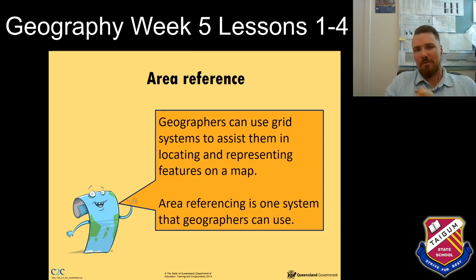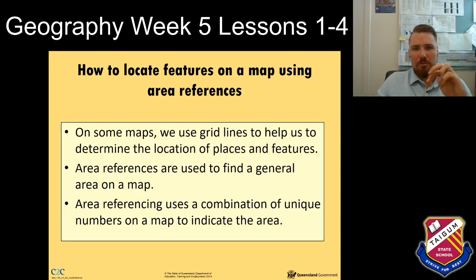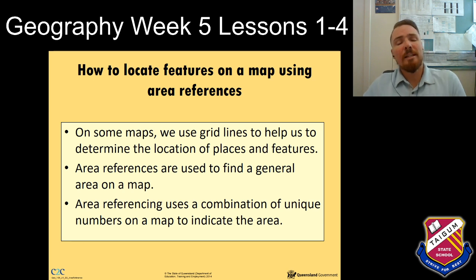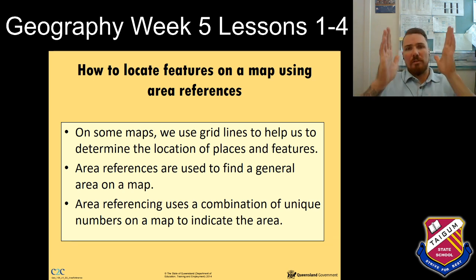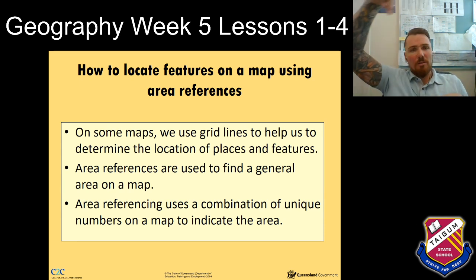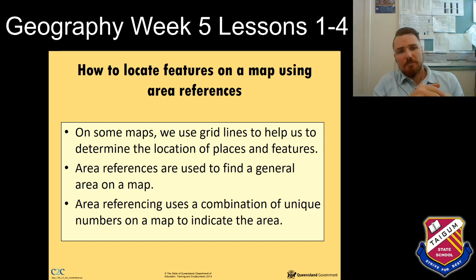This one's called Area Reference. It says geographers can use grid systems to assist them in locating and representing features on a map. Area referencing is one system that geographers can use. How to locate features on a map using area references. On some maps, we use grid lines to help us to determine the location of places and features, and we looked at those with latitude and longitude. So having a grid going horizontal and vertical can allow us to pinpoint a certain spot by talking about the direction on the vertical and the direction on the horizontal, and they're going to meet at a point.